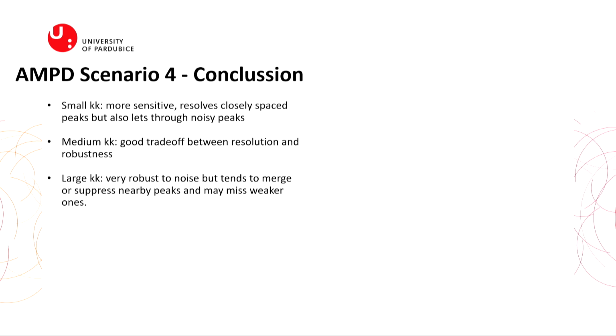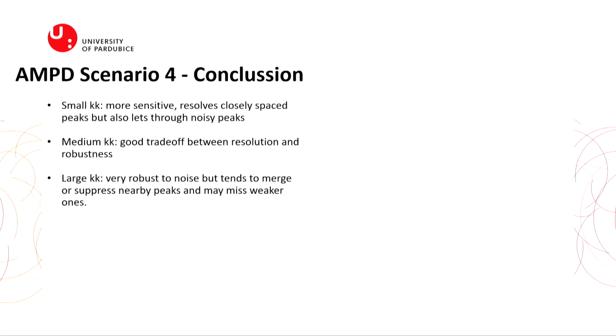So, if I can say about the MPD algorithm: small is more sensitive and resolves closely spaced peaks, but also lets through noisy peaks. So this depends on noise. If the noise is very high, you will see a lot of peaks that you don't need. Medium is a good trade-off between resolution and robustness. A good value is between 20 and 30, something like this is what we are using.